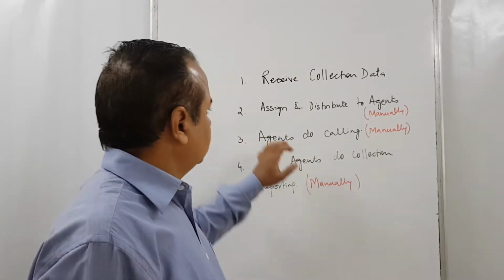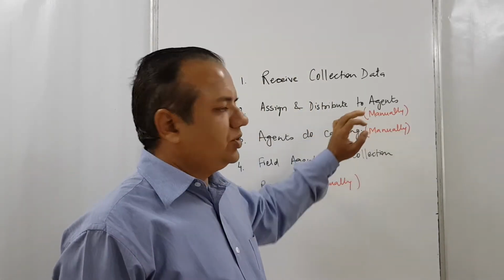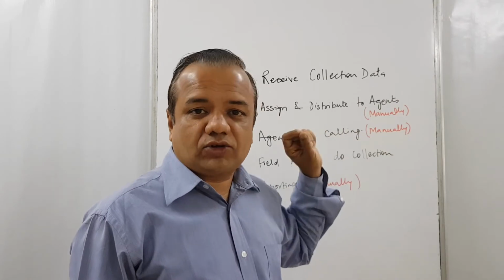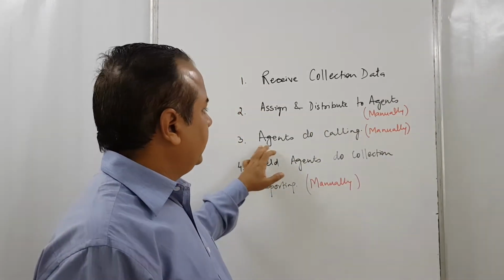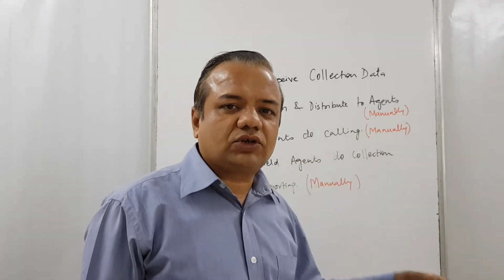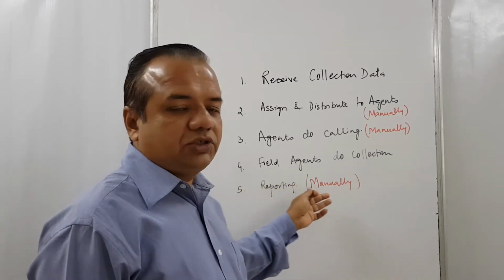Of all these tasks, assigning and distribution to agents is done manually. It takes a lot of time and effort. There is a huge clerical job required in it, and then agents do calling. Since the calling is not automated, they take mobiles and dial each and every call manually. And then the reporting, which is done manually, requires a lot of effort on the part of the collection agency to create the report, and it takes a lot of time.